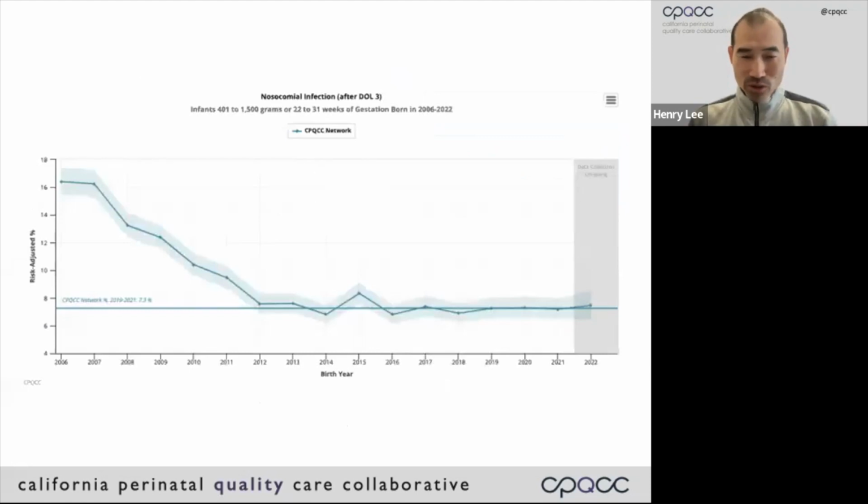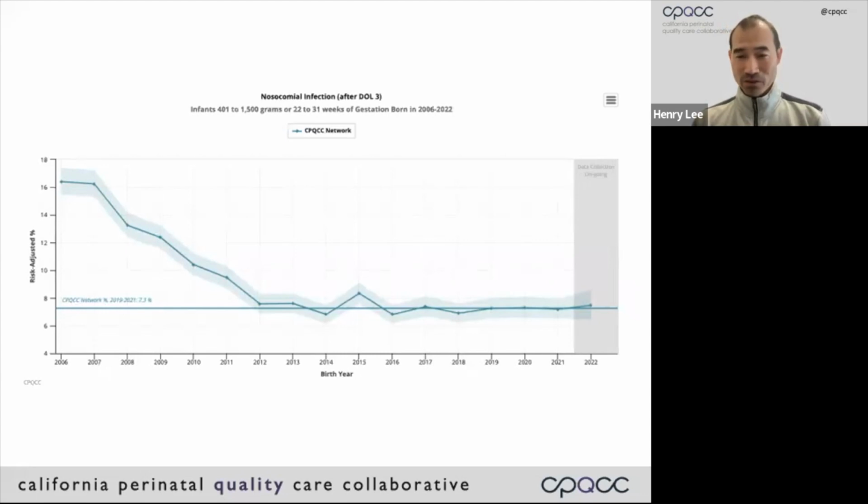If you look at CPQCC reports on a regular basis, this could look familiar to you. This is a report from the website, and this is all of CPQCC, not any individual center. This starts at 2006 up to the current year. And I mentioned 2003, 2006, and then 2010 to 11 are the years where we had concerted efforts across centers to reduce infection. And as you might also know, we haven't had a toolkit for infection reduction since then either.